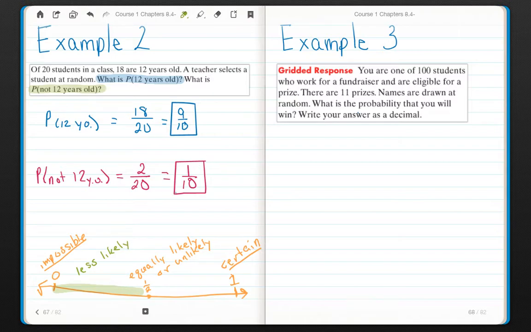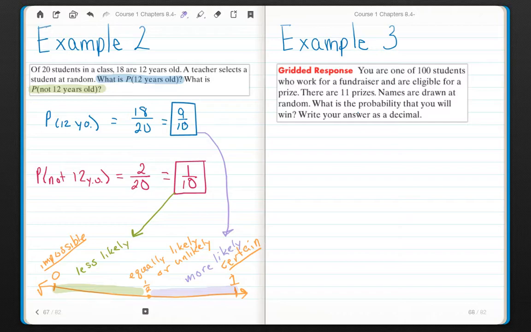This 1/10 is less likely. You are much less likely to pull someone who is not 12 years old than you are to pull someone who is 12 years old. Okay? The closer you get to 1, the more likely it is that something is going to happen. You are much more likely to draw the name of someone who is 12 than you are to draw someone who is not 12. Okay?